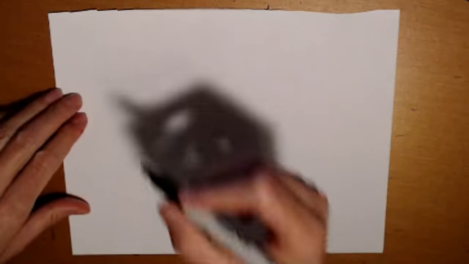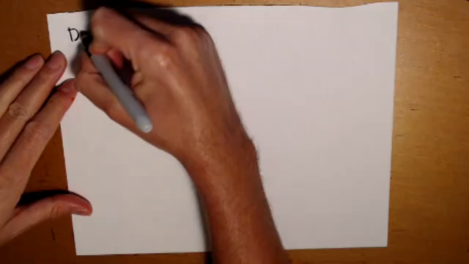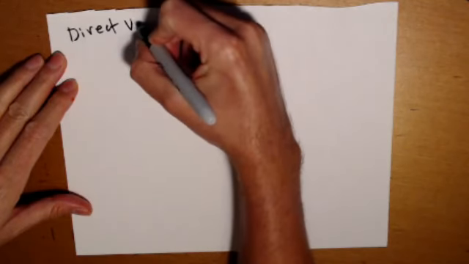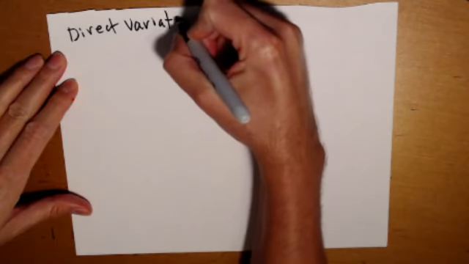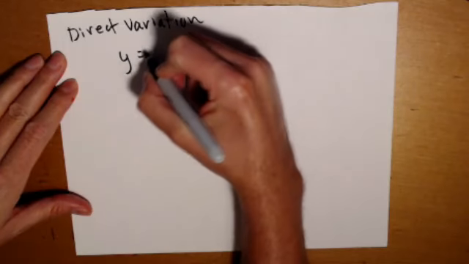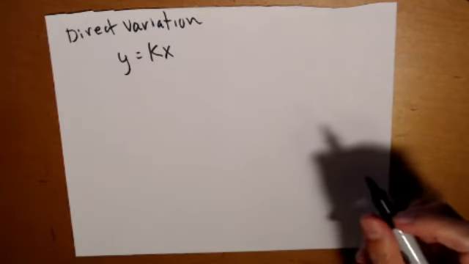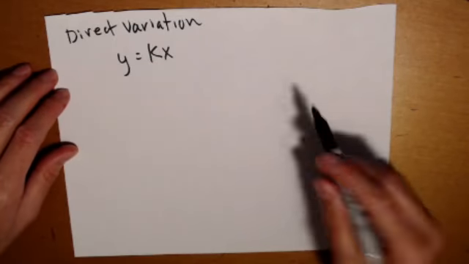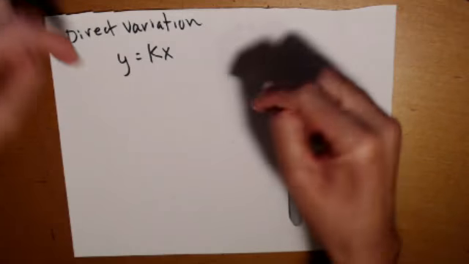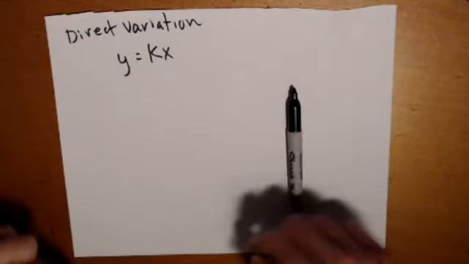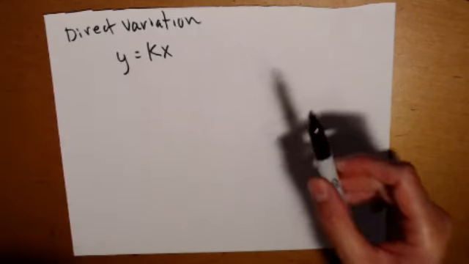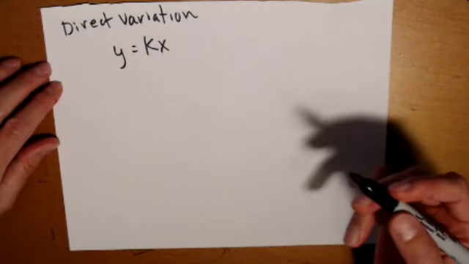Okay, 7.5 continues to be lots of fun. Direct variation. So direct variation usually looks something like y equals kx. It has a weird concept. Basically, when y goes up, x goes up. When y goes down, x goes down. They're sort of doing the same thing. They're directly related. They vary directly, direct variation.